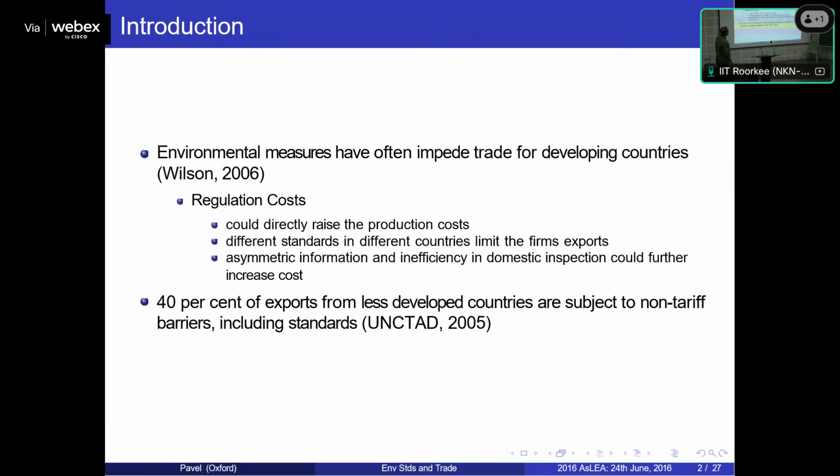Just a bit of background: there has been a huge rise in NTBs from the developed to the developing countries. Huge. In 2005, there was a report by UNCTAD that 40% of exports from developing countries are subject to non-tariff barriers. There was another report in 2018 by the WTO, and this number has not changed much. This is because the more tariff barriers started coming in, the more non-tariff barriers started going up. There's a huge set of regulations that comes in.